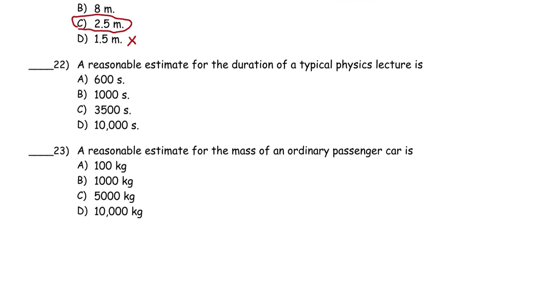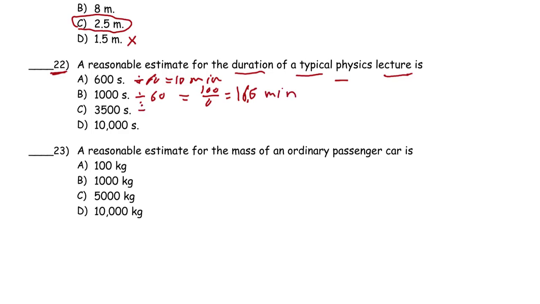Okay. Number 22. Reasonable estimate for the duration of a typical physics lecture. You divide each one by 60. If you divide 600 by 60, it gives you about 10 minutes. It's not enough. Sure, it's not enough. Here, divide 1000 by 60. It's 100 over 6, about 16 minutes. It's not enough also.